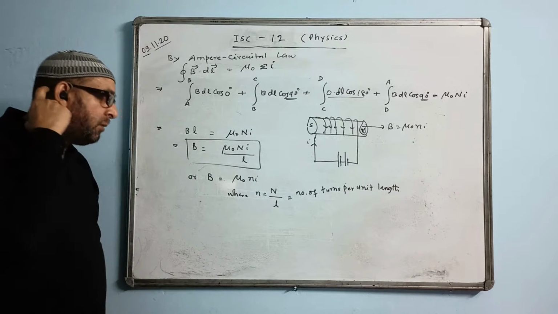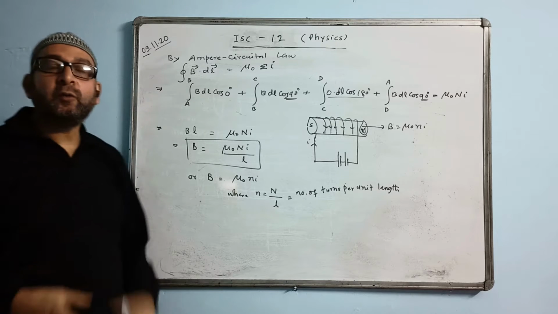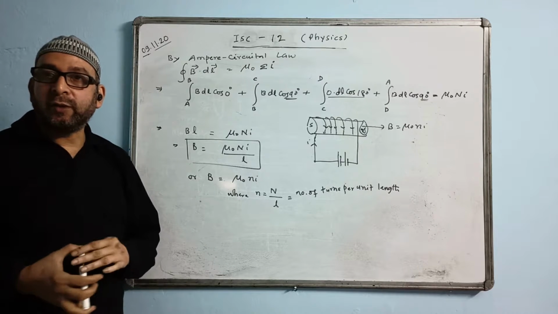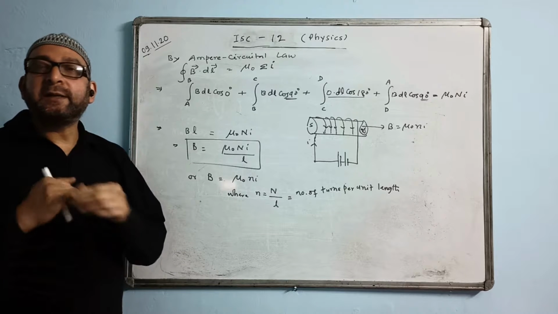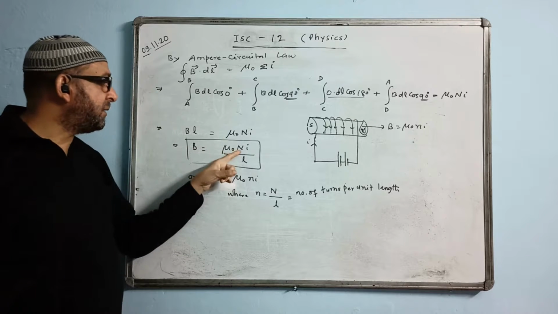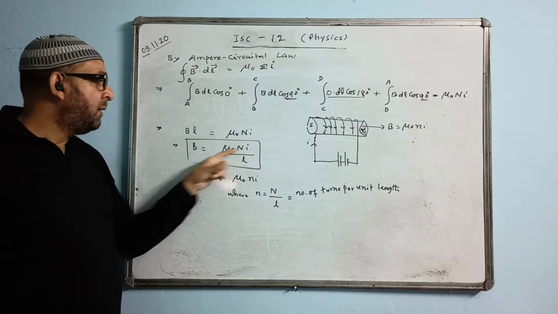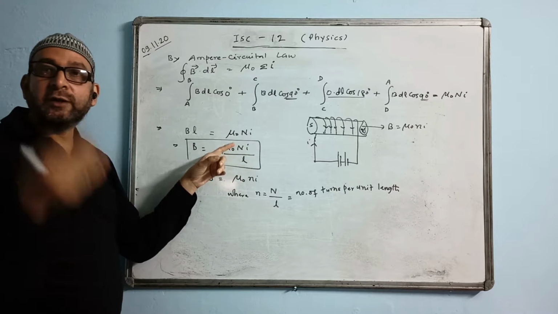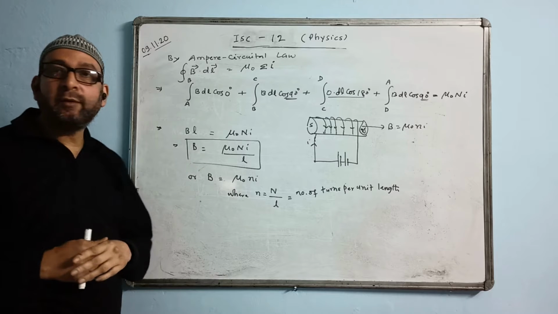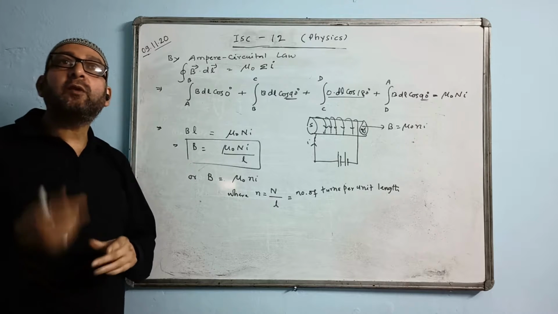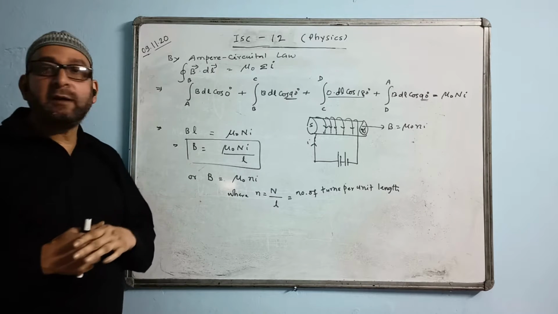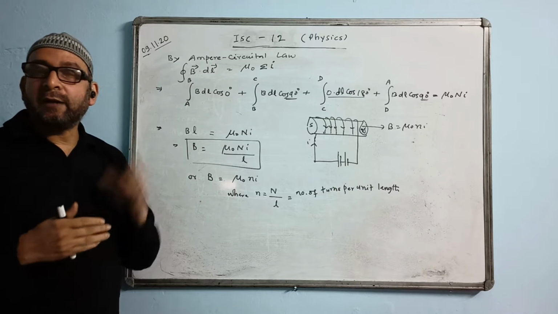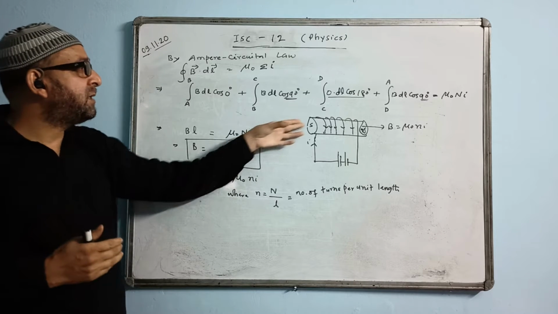In class 10, if you remember, we used to learn how to increase the magnetic strength of a solenoid. We used to say by increasing the number of turns, by increasing the current strength. When you increase the current value, the value of magnetic field will also increase. And there is one more method, by inserting a ferromagnetic material such as iron, nickel, cobalt inside the solenoid.